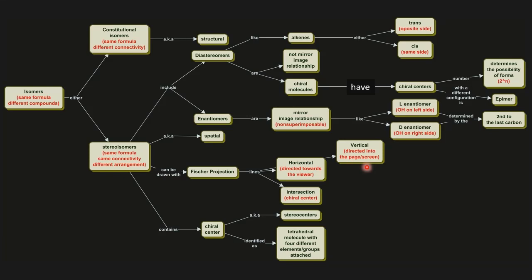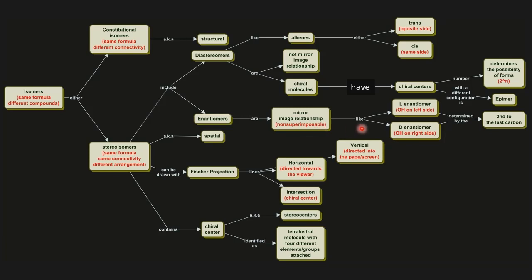Stereoisomers contain chiral centers, which are also known as stereocenters. The way to identify a stereocenter is by finding a carbon with four different groups attached to it in a tetrahedral arrangement. Going back to stereoisomerism, there are two types. The first type is enantiomers. These are mirror images of each other, but they are non-superimposable.